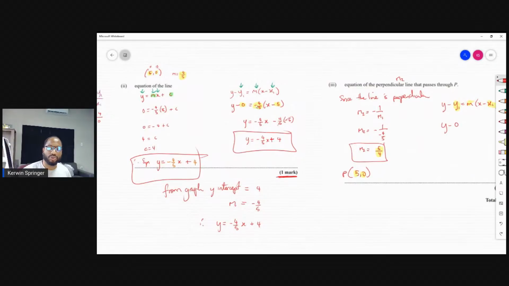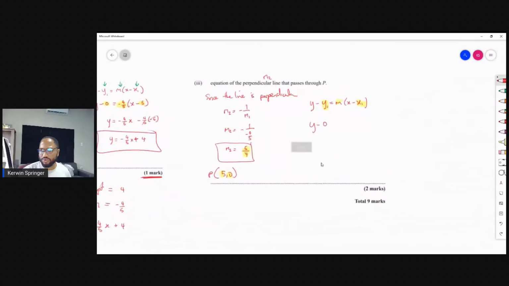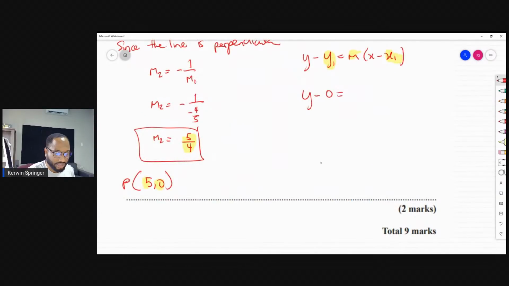Yeah, we used this point, 0.5. Yeah, we didn't do the correct thing. So y minus 0 is equal to m, which is 5/4, times x minus... So somebody is asking when this is 5/4 x minus 5.